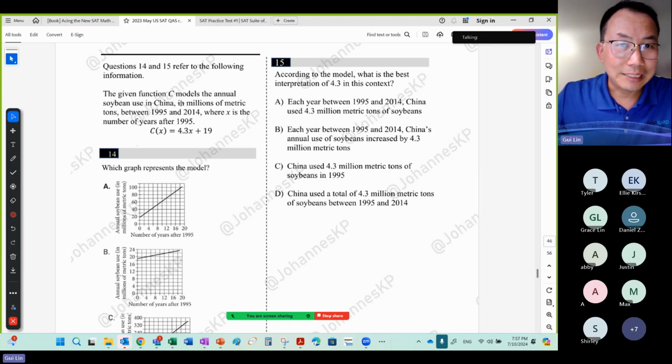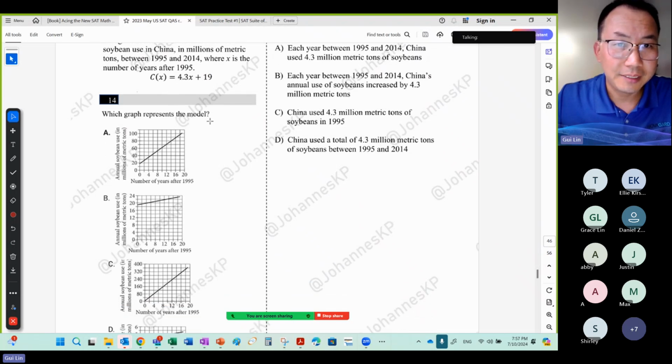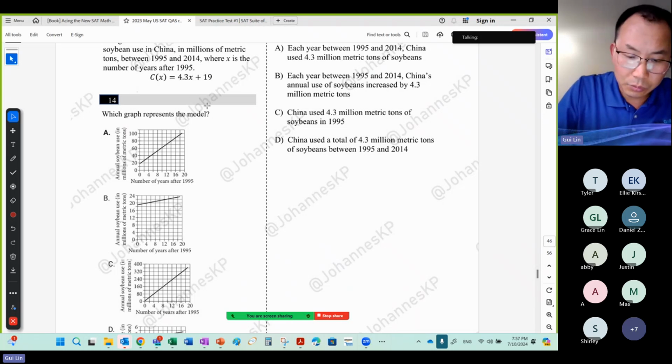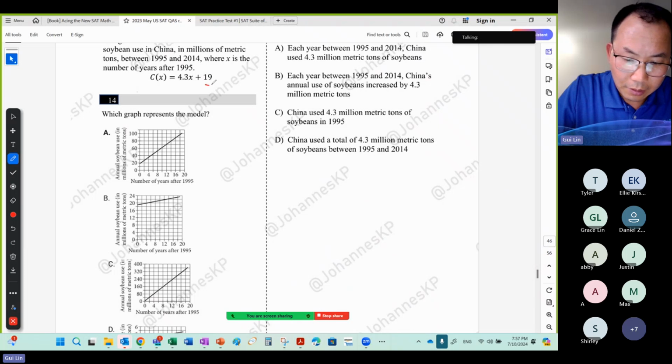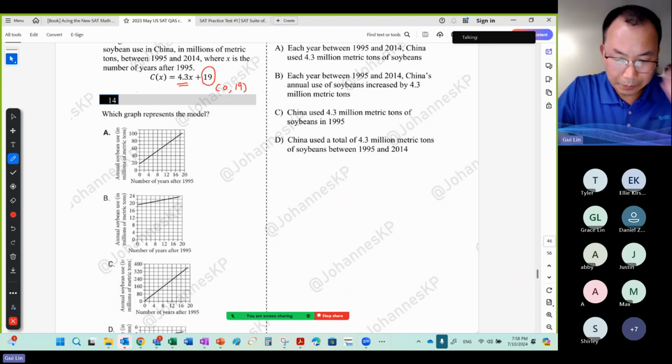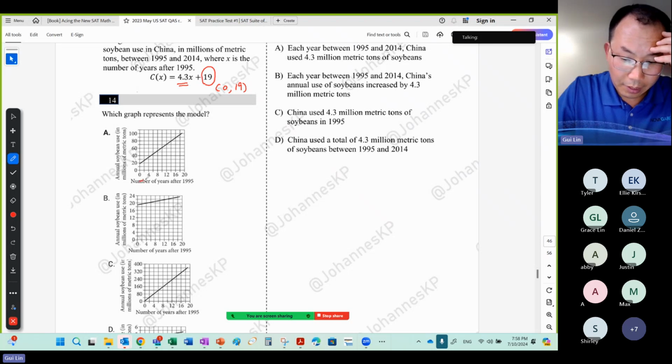The given function models the amount of soil being used in China, in millions of metric tons, between 1995 and 2014, where x represents the number of years after 1995. Okay, so it's a linear line. Which graph represents the model? When x is 0, that's 1995, and the value is 19, so we check which one is closest to 19. After that, we check the slope. But first we check the y-intercept, right? When x is 0, it's 19. The second one, we check the slope, how quickly it changes. Every 4 years, it's about a 17 increase.